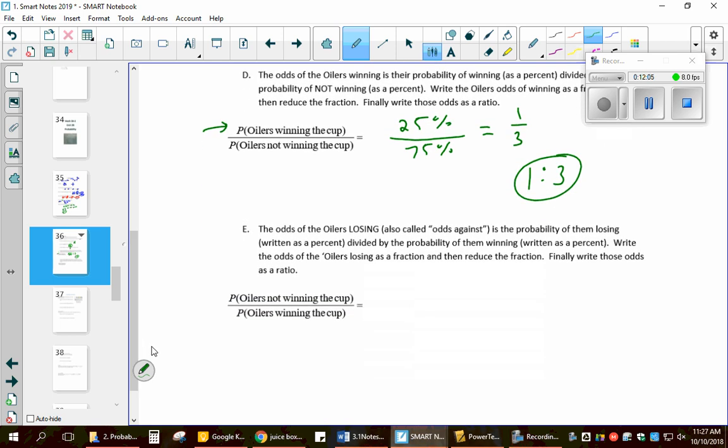All right, so now the other way around, the complement of this event is the odds of losing, right? So the odds against is the probability of them losing as a percentage, divided by the probability of them winning as a percent. So this is just the other way around. So you're going to have 75% over 25%, which would be 3 over 1. Or as odds, it would be 3 to 1. 3 to 1 odds.